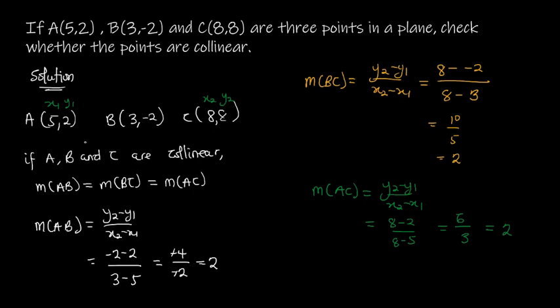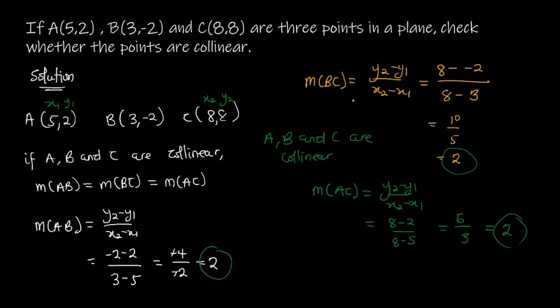So therefore we can conclude that the points A, B, and C are collinear, since the gradient of any 2 points, let's say the points AB is 2, points BC is also 2, and points AC is 2. Since the gradients are the same, the points A, B, and C are collinear points.